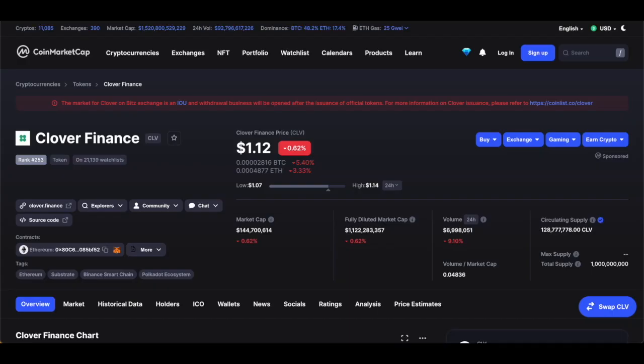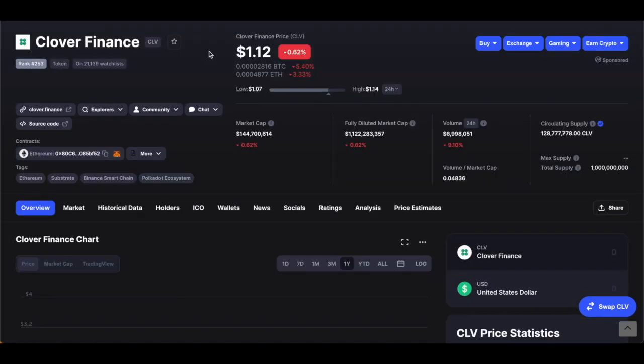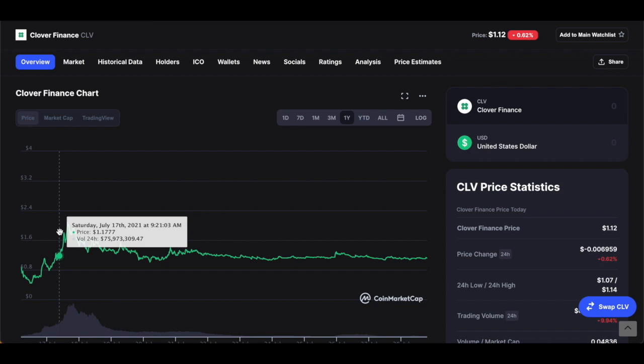First thing that we're going to be having a look at is Clover's price. Clover was added to Coinbase, which has been a big deal for Clover. And I believe this was around the 17th or 18th. And as you can see, there was an immediate reaction in the price.